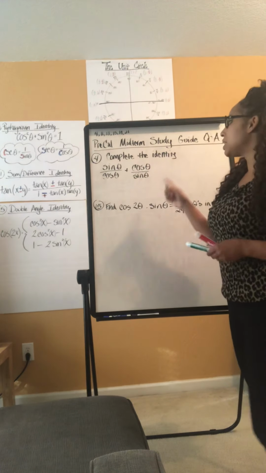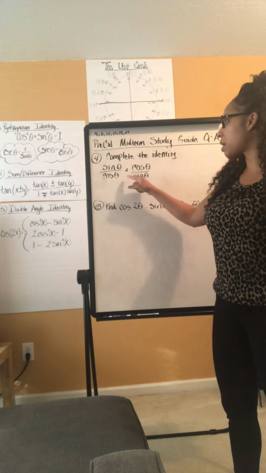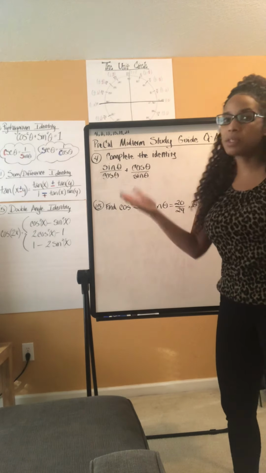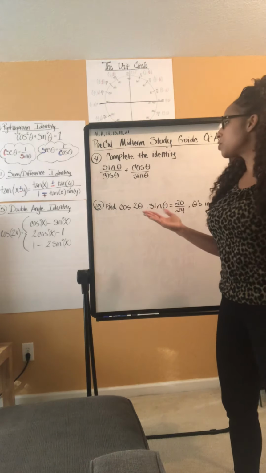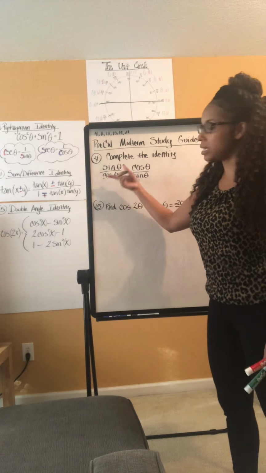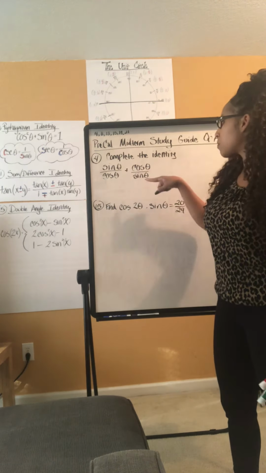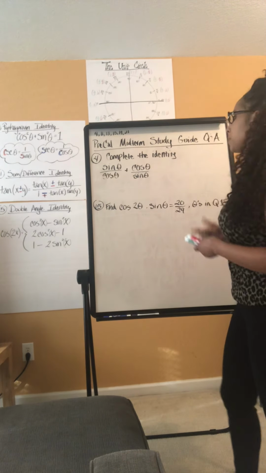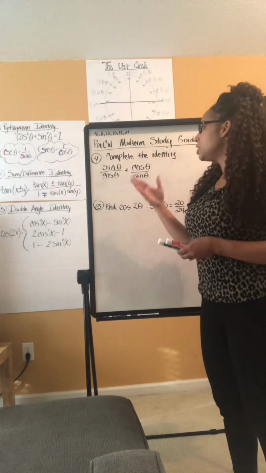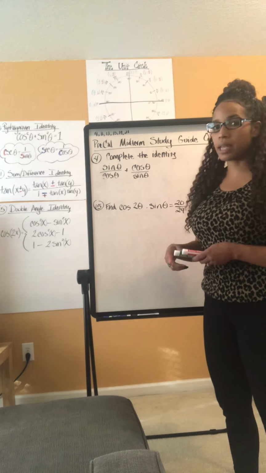It said to complete the identity. They gave me sine over cosine plus cosine over sine, and this was multiple choice, so whatever I got needed to match one of the answers. I know you would think that sine over cosine is tangent, and cosine over sine is cotangent. However, that wasn't one of the options. So what we should do here is make the denominators the same, okay?